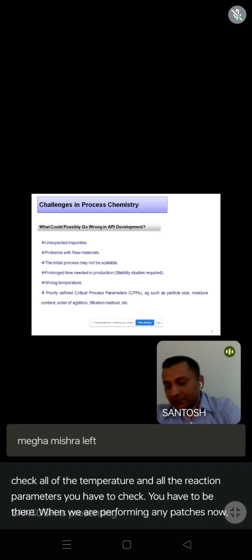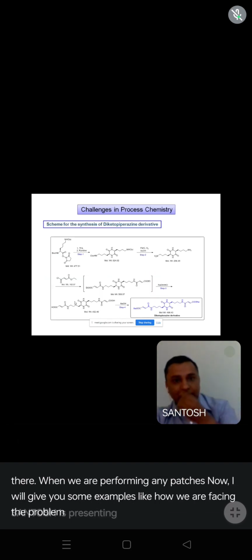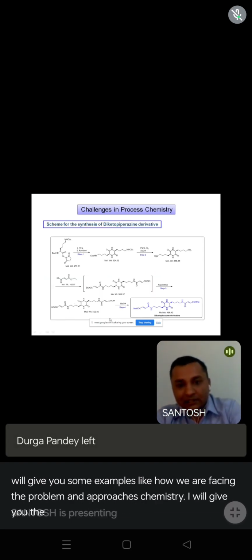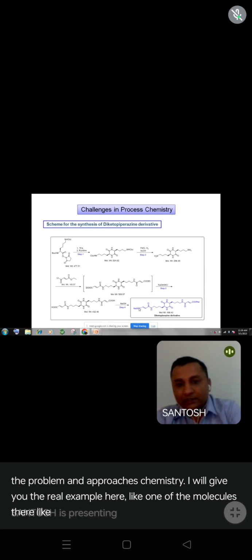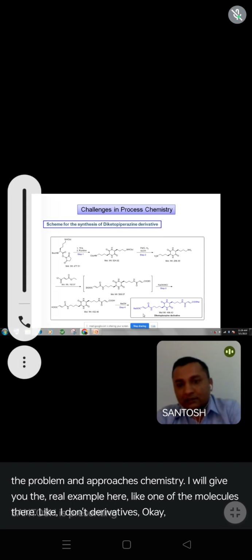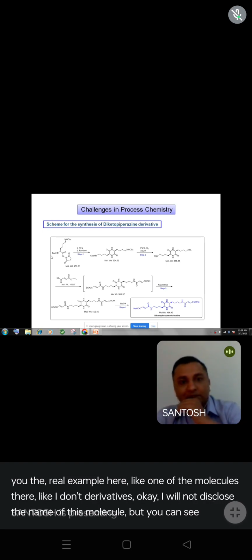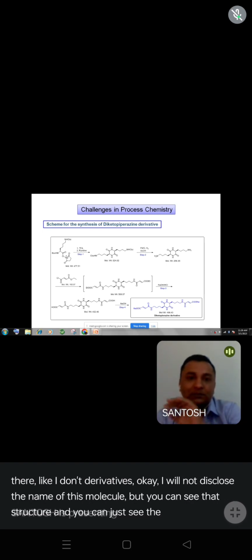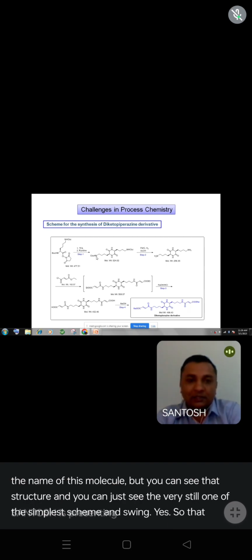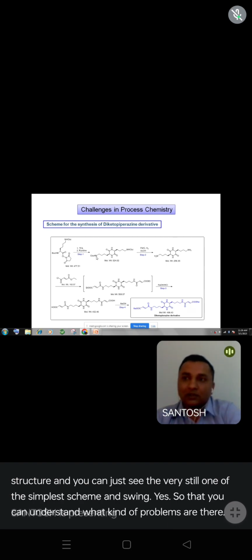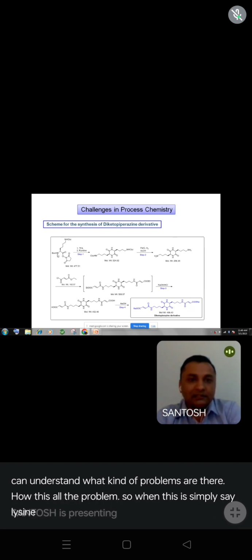Now I will give you some examples of how we are facing problems in process chemistry. I will give you a real example here. One of the molecules, like diketopiperazine derivatives. I will not disclose the name of this molecule, but you can see the structure. It's one of the simplest schemes I am showing here so that you can understand what kinds of problems are there and how they solved the problem. This is simply an L-lysine molecule, lysine is an amino acid.